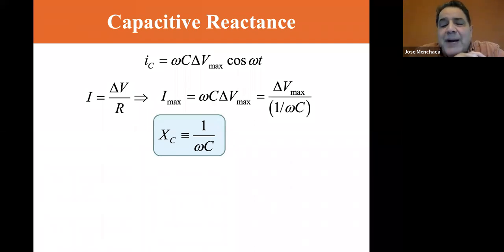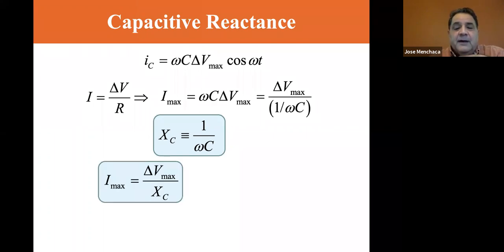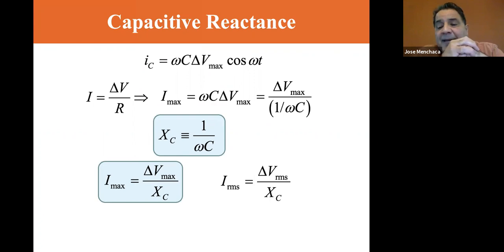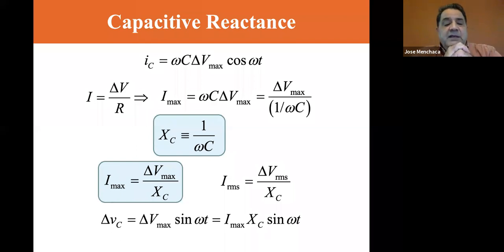So that's 1 over 2 pi f C. Capacitive reactance X sub C is equal to 1 over omega C, which is equal to 1 over 2 pi f C. I max is equal to delta V max divided by the capacitive reactance X sub C. I RMS is equal to V RMS divided by the capacitive reactance X sub C. And delta V_C equals delta V max sine omega t, which is equal to I max times X sub C sine omega t.